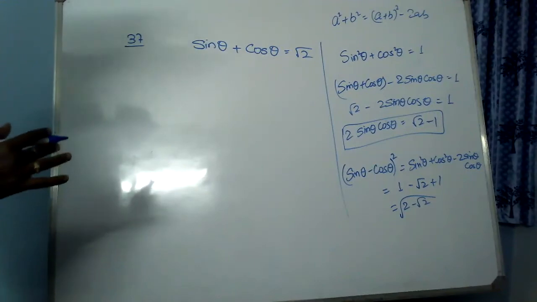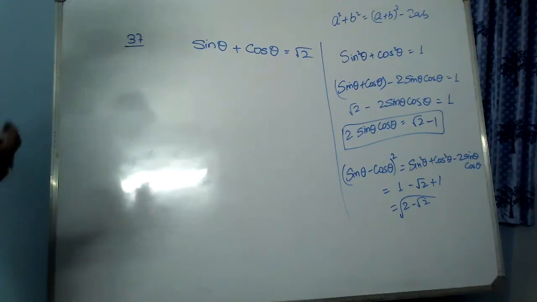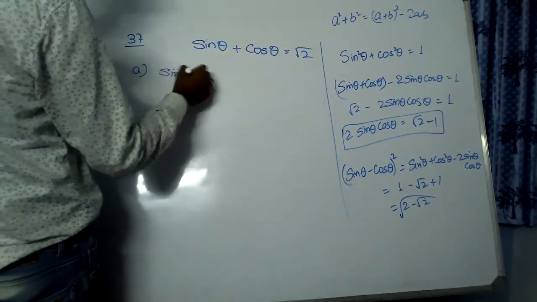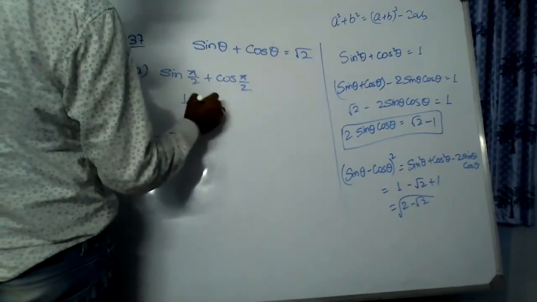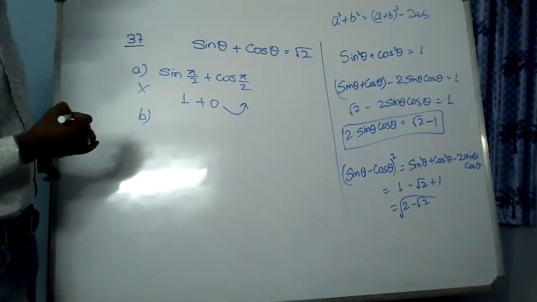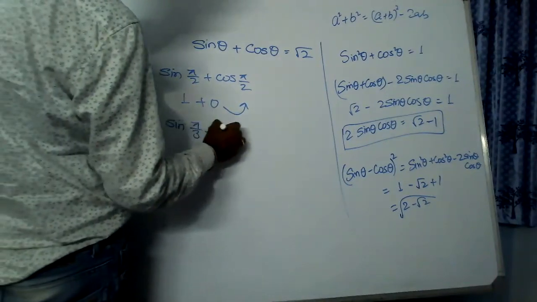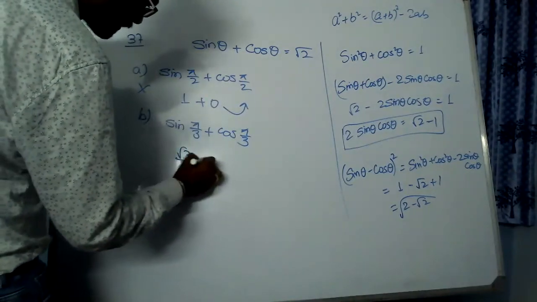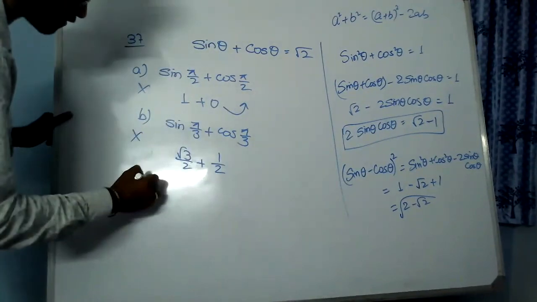So rather than going for such a long process, simple, you go like this. First option is what? Pi by 2, 90 degree. You put there 90. First option, if you check, sine pi by 2 plus cos pi by 2. What is sine pi by 2 value? 1. Cos pi by 2 is 0. It's not matching root 2. Option is wrong. Second is what? Pi by 3. So you check with sine pi by 3, cos pi by 3. Sine pi by 3 is what? Root 3 by 2. Cos pi by 3 is 1 by 2. Still not matching? Leave it. That is also a wrong option.